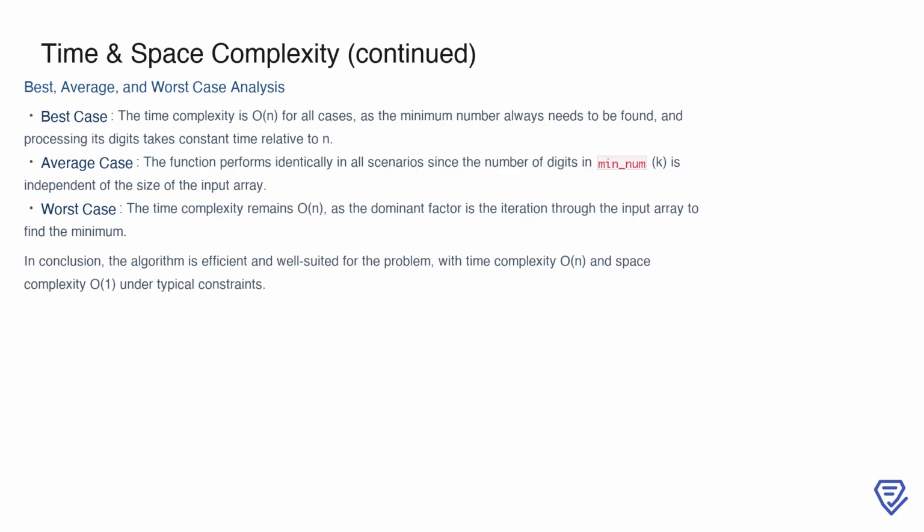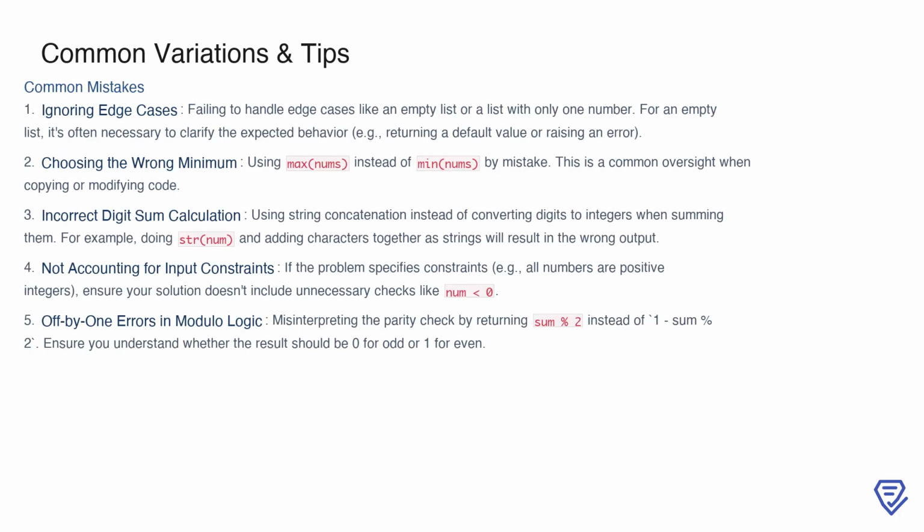In conclusion, the algorithm is both efficient and predictable, with a time complexity of O(n) and a space complexity of O(1) under typical constraints. This makes it well suited for the problem at hand. When working on this problem, there are a few common mistakes to watch out for.